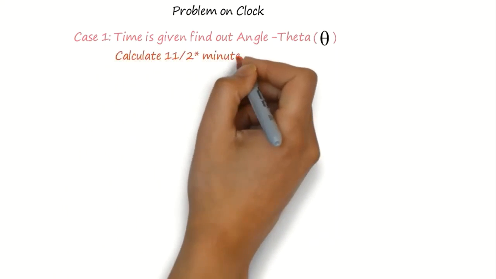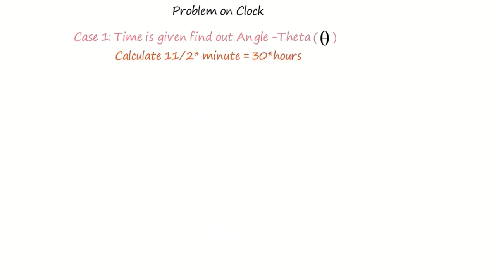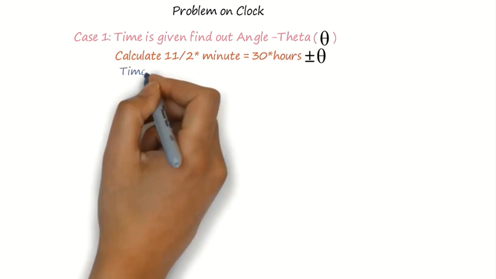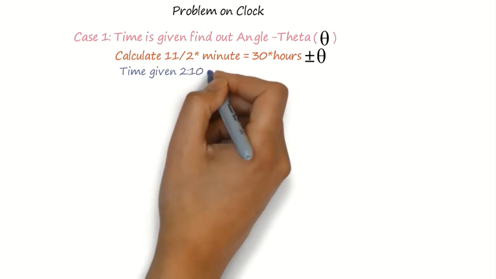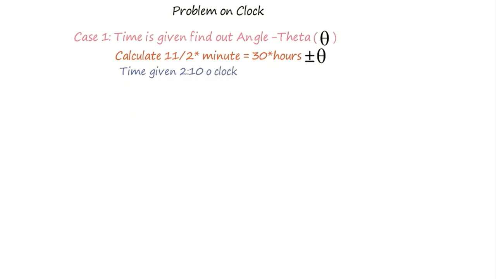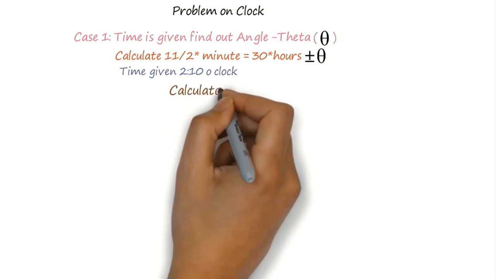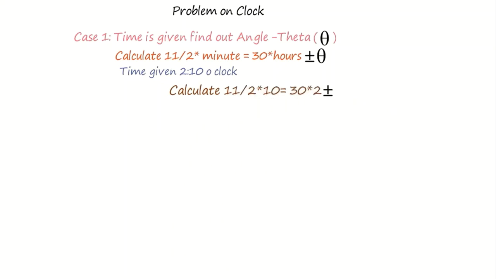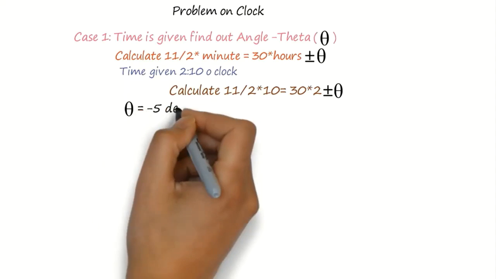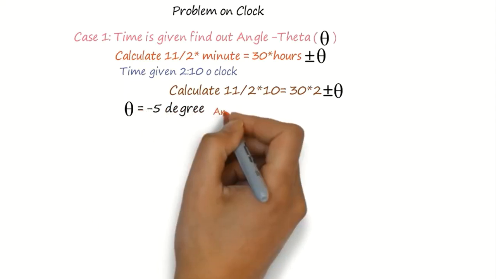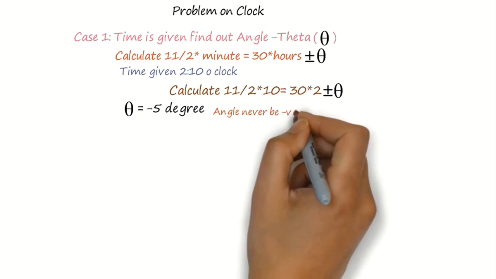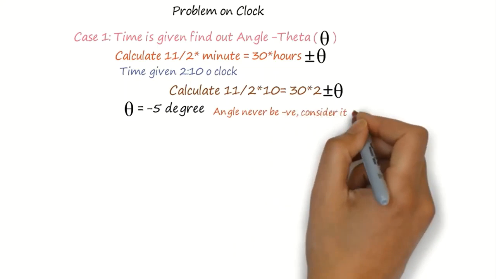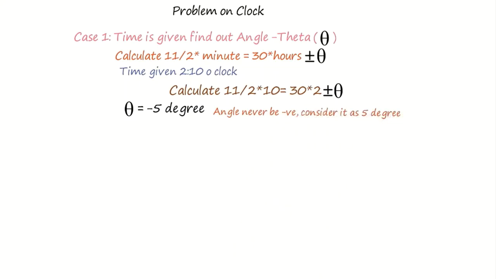You have to use the formula 11/2 × minutes = 30 × hours ± θ, the angle. If time is given as 10 past 2, in place of minutes you put 10, and 2 will be placed on the right-hand side in place of hours. Since the evaluated angle is minus θ, taking minus on both sides we get θ equal to 5 degrees.